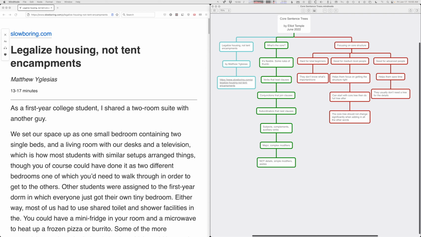What goes in a core tree? It's flexible. It's up to you how much detail you want to include, but there are some rules of thumb, like you should have the verbs that lead clauses, and you're going to want the conjunctions between clauses. Those are very important. Subordinators that nest clauses tend to be important. Anything involving a whole clause is generally important and should be included.